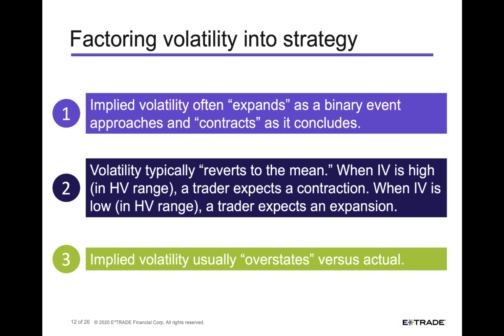And the third thing is that implied volatility usually overstates versus what it actually does. Now, there's an important thing to think about here. The reason that it usually overstates is that to get somebody to sell a call option or sell a put option, there has to be something in it for them to take the obligatory side of that trade. And what's in it for them is that usually people are wrong.